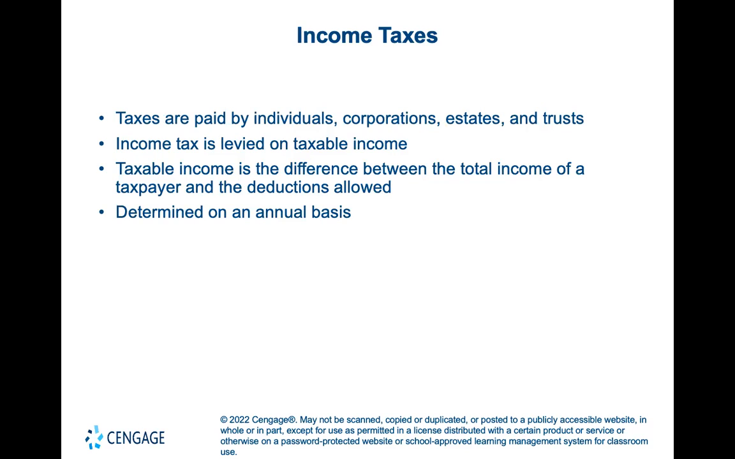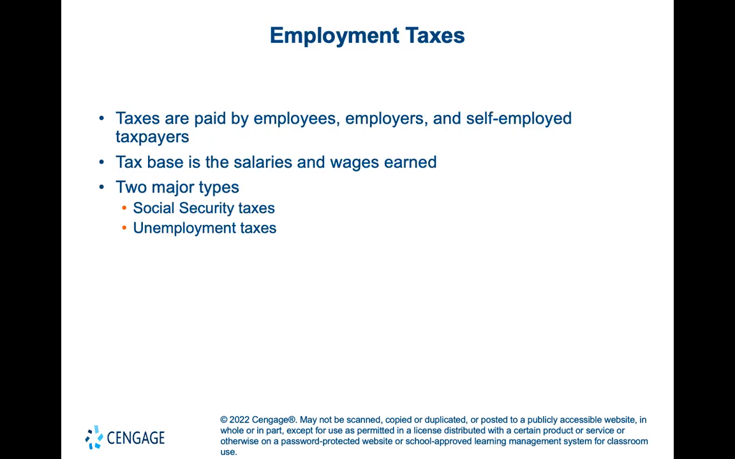Income taxes are taxes paid by individuals, corporations, estates, and trusts. The income tax is levied on taxable income. Taxable income is the difference between the total income of a taxpayer and the deductions allowed. So your taxable income is your income minus your deductions. It's determined on an annual basis.